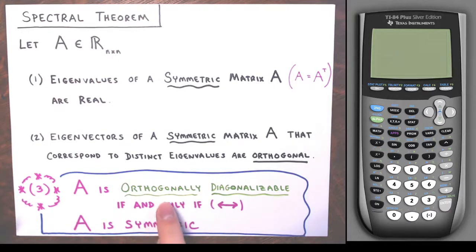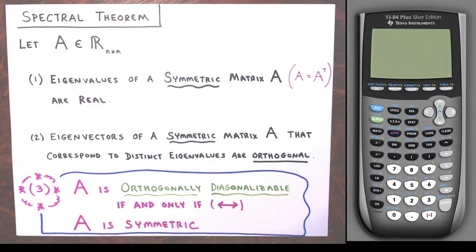Now, if you're orthogonally diagonalizable, then you're diagonalizable because you can find a matrix P such that the inverse of P times A times P equals some diagonal matrix. So every orthogonally diagonalizable matrix is diagonalizable. It's in the name. But not every diagonalizable matrix is orthogonally diagonalizable. So please understand that those are different things.